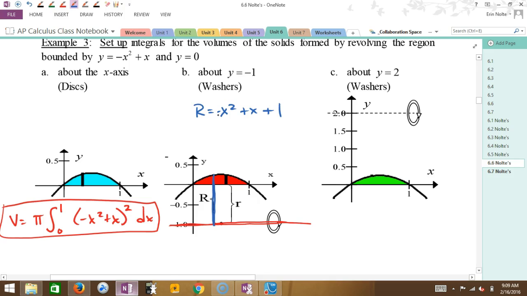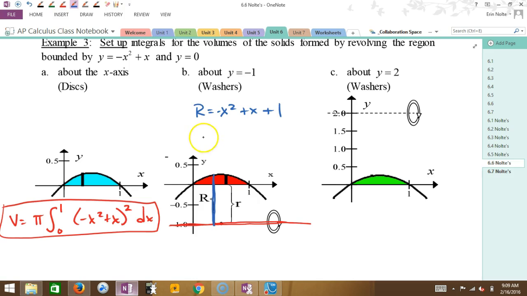It's plus 1 because there is a distance. The distance between the x-axis and the parabola is just negative x squared plus x. But since we also have the distance between the x-axis and the y equals negative 1 line, that's a distance of 1. So we have to add that in.